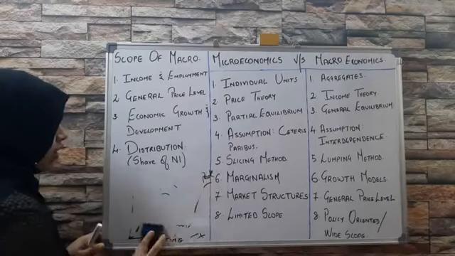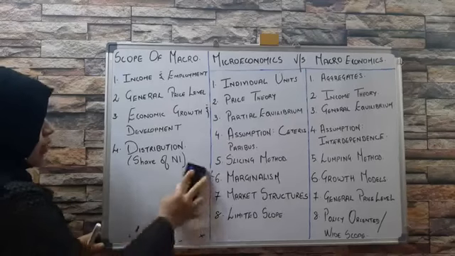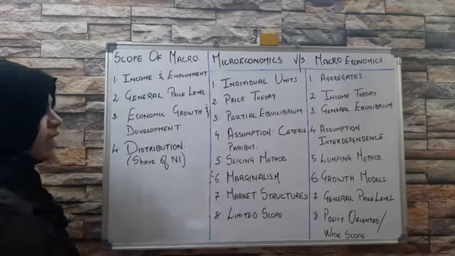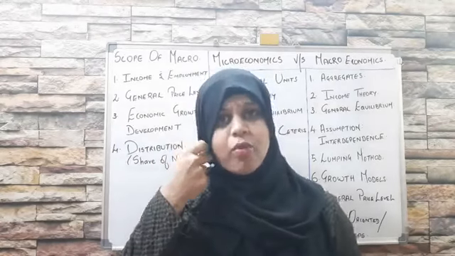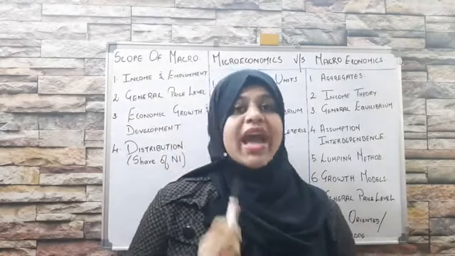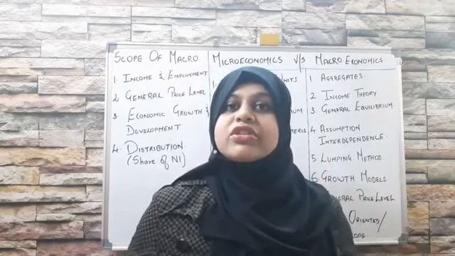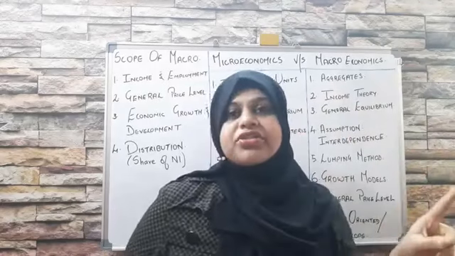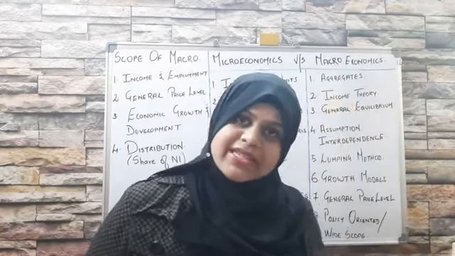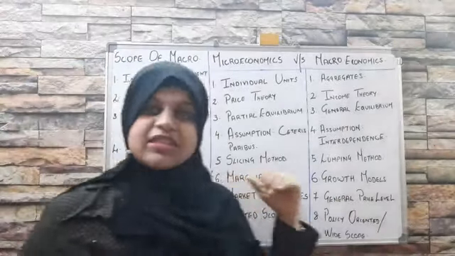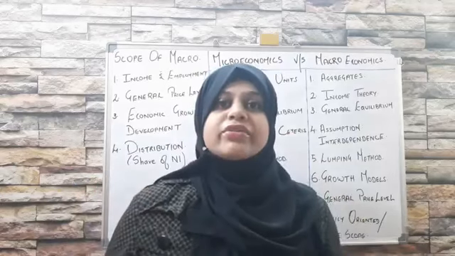Okay, so now another thing, the last point of the scope that we are going to do is distribution. I hope you remember in the scope of microeconomics, we had done one point wherein we studied the allocation of resources. That allocation of resources was a part of microeconomics. Now this distribution, this theory of distribution, is a different thing.